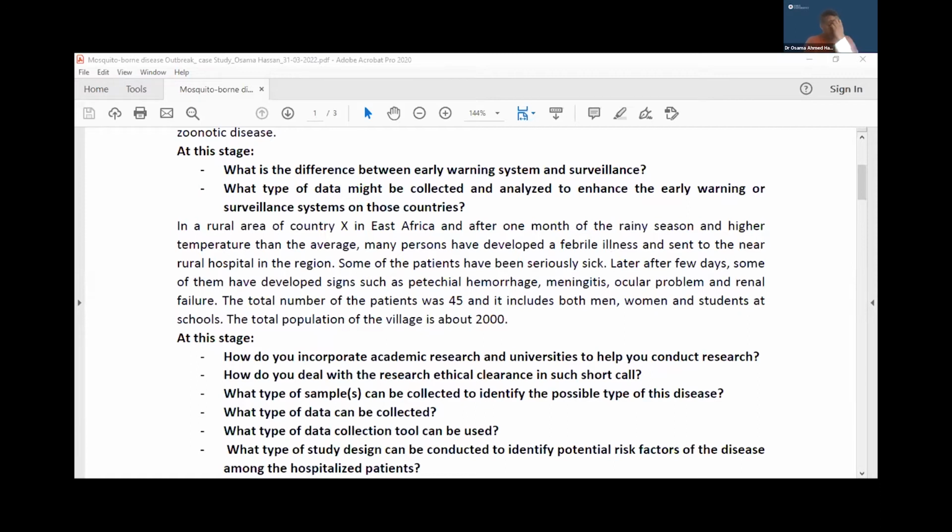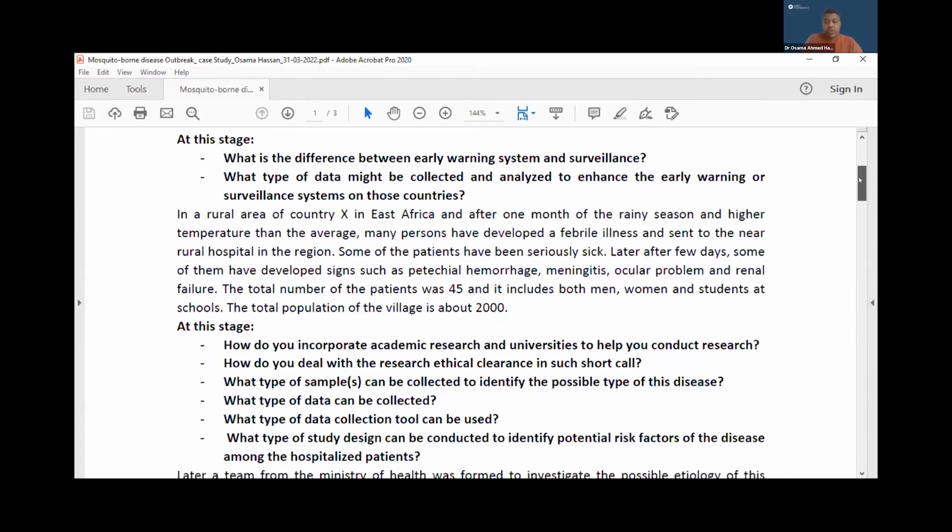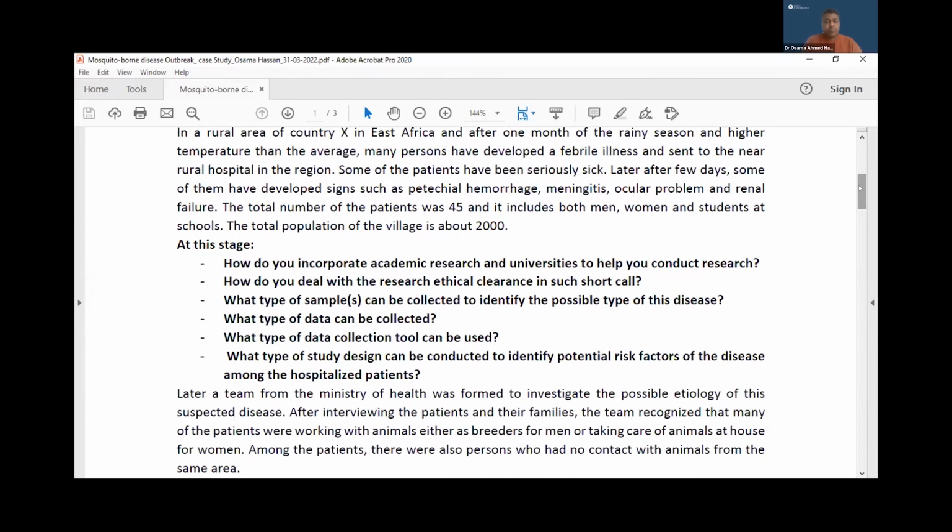And how are we going to collect this? What kind of data collection tool will we use to collect this demographic data, for example? Are we going to have a questionnaire? Are we going to have an interview based on the questionnaire? What would be the best setting?